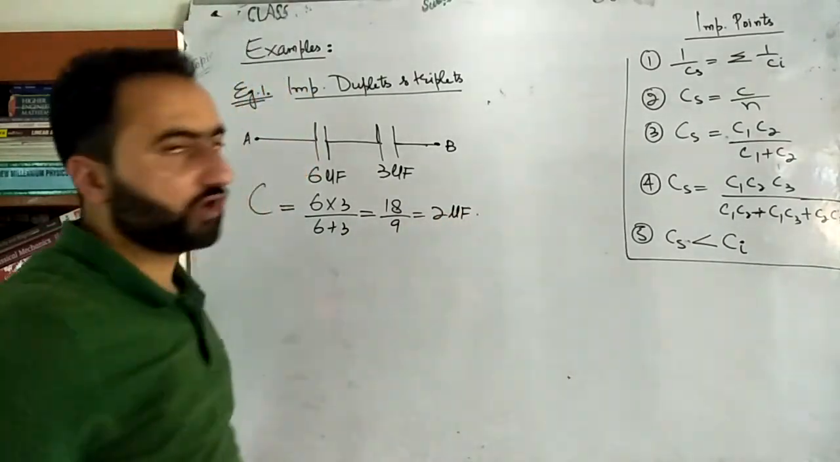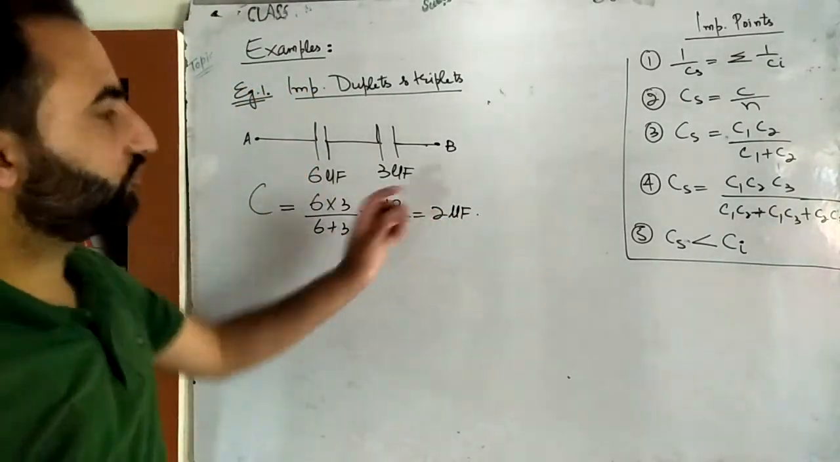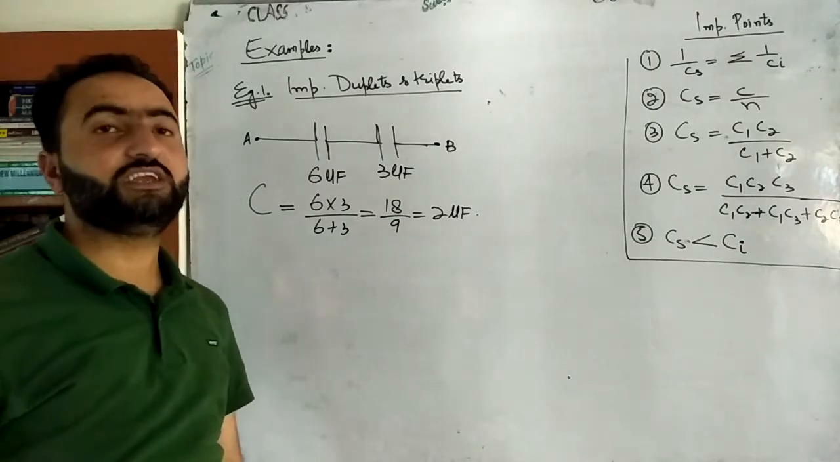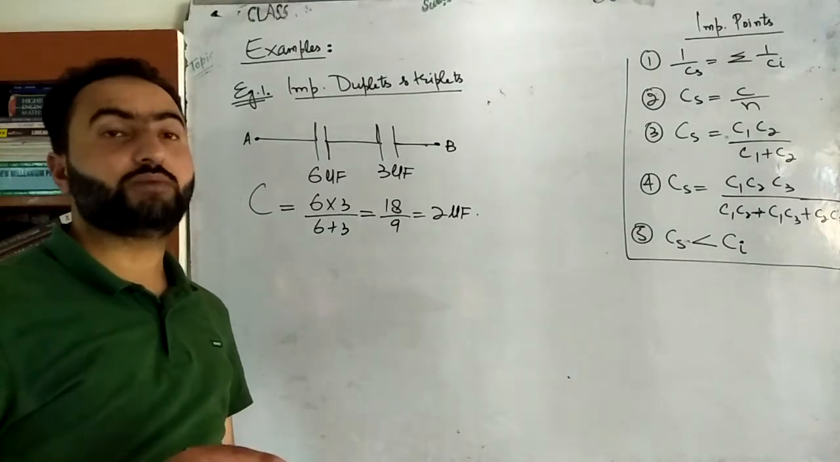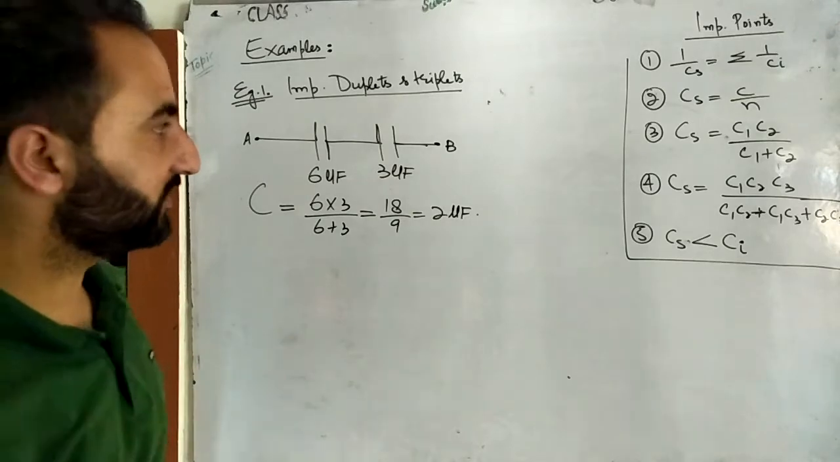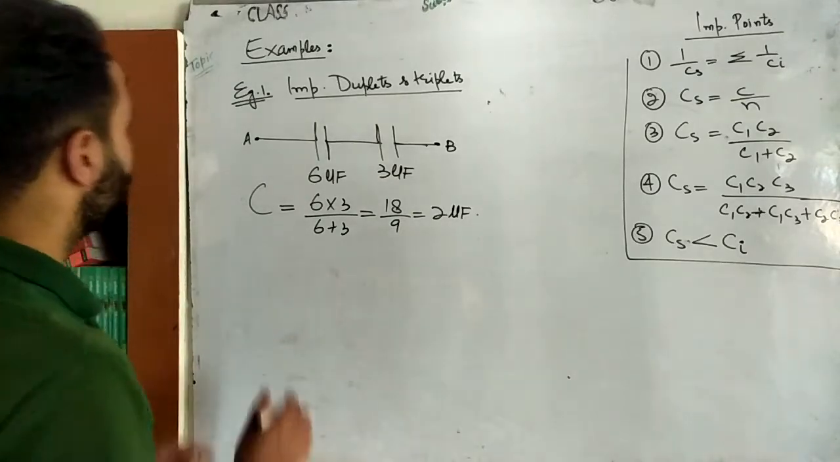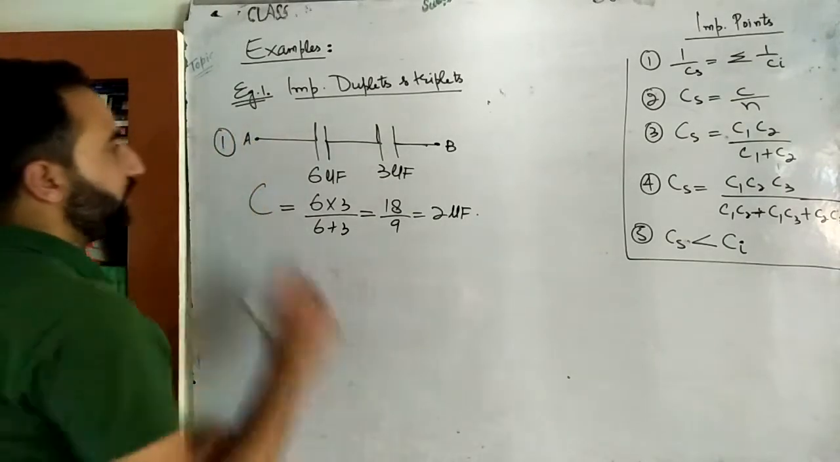Take it beta. Now you will have to memorize that 6 and 3 in series gives 2, and when they are connected in parallel, 6 plus 3 will be 9. Later on we'll study that as well. So example number 1 is this, important duplet is this.